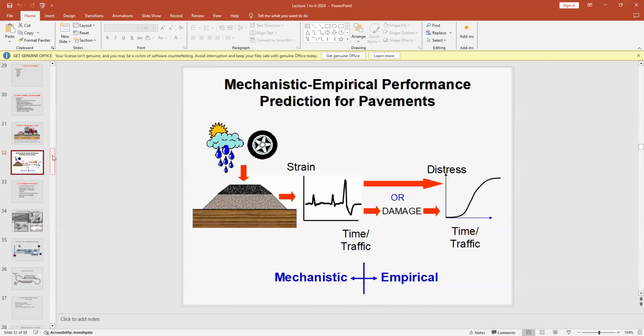Now, what is the mechanistic empirical performance prediction of the pavement? We design a pavement as per the traffic load. The other parameter is the climate. And if you know asphalt pavement, you must be wondering how that climatic factor is considered.